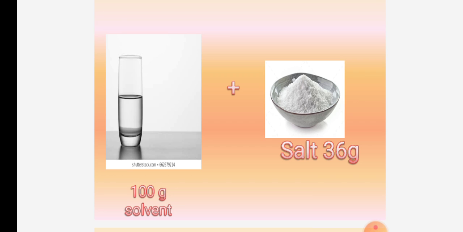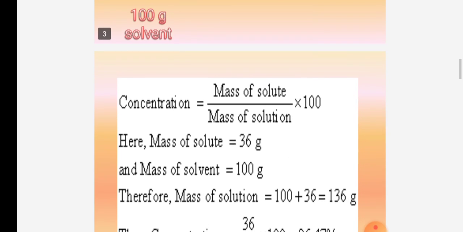To prepare a solution, we are taking 100 grams of solvent in a tumbler and we are taking 36 grams of salt, adding it, stirring and dissolving it. Our solution is ready. Now, I want to know the concentration of the solution. We already know that 36 grams of the substance is dissolved in 100 grams of solvent. Now, let us see how to calculate the concentration.